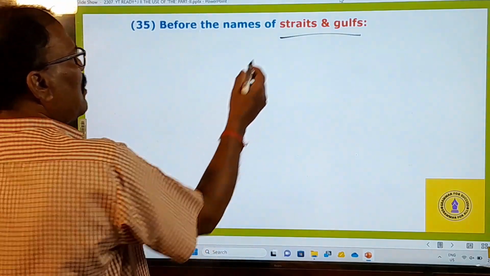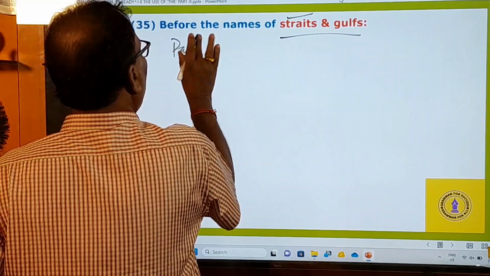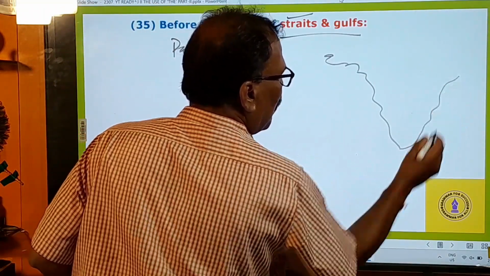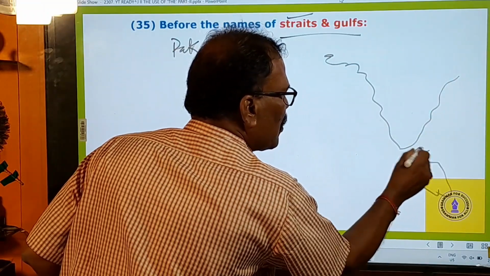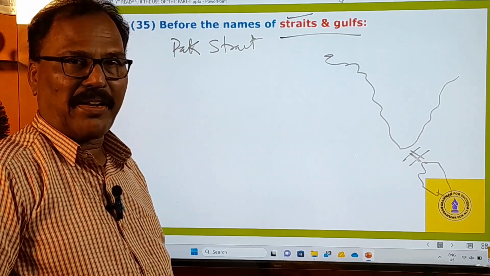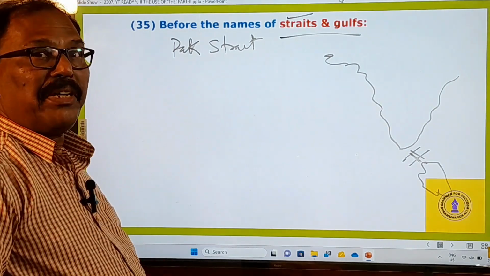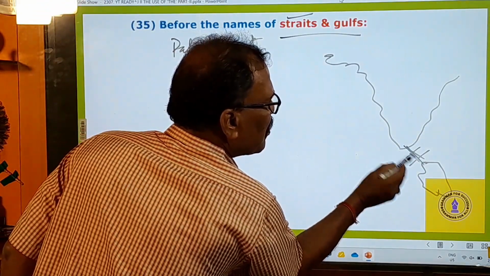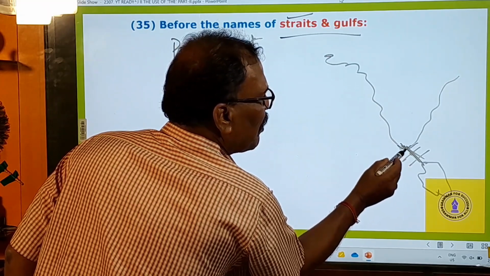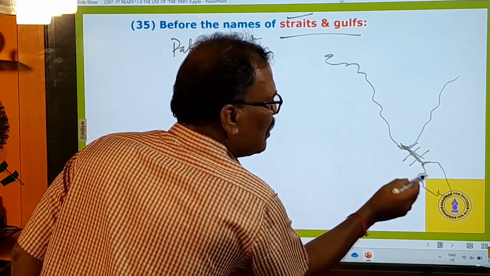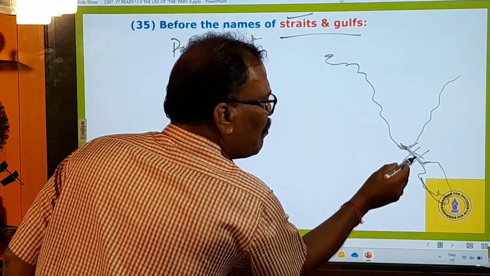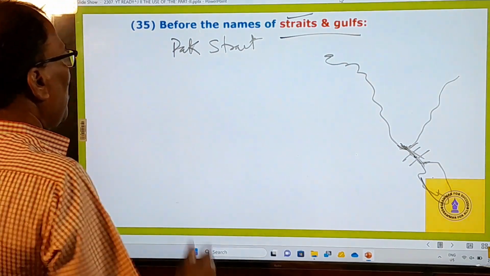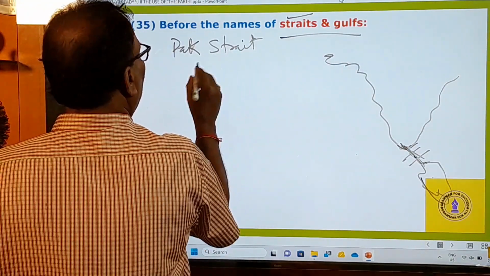Straits. Straits means, everybody knows, Palk Strait. This is Sri Lanka, and this is called Palk Strait. Mihir Sen from Kolkata swam across this Palk Strait, from Kanyakumari to Colombo in Sri Lanka. He swam across this. A great man from India, Mihir Sen. Okay, Palk Strait.